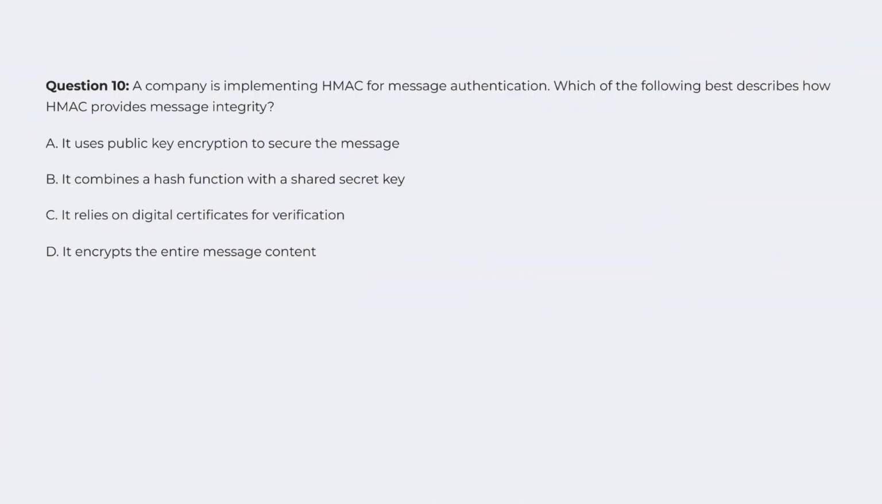Question 10. A company is implementing HMAC for message authentication. Which of the following best describes how HMAC provides message integrity? A. It uses public key encryption to secure the message. B. It combines a hash function with a shared secret key. C. It relies on digital certificates for verification. D. It encrypts the entire message content.